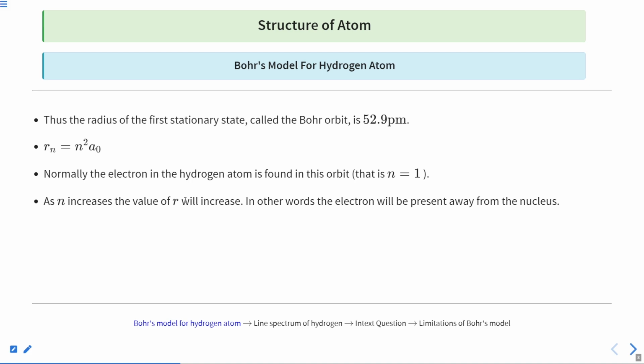Normally, the electron in the hydrogen atom is found to be in its first orbit. As n will increase, R will also increase, so this is very obvious. The first energy shell, the first stationary state, will be closer to the nucleus. As we move farther and farther, the value of R will go on increasing. Clear?